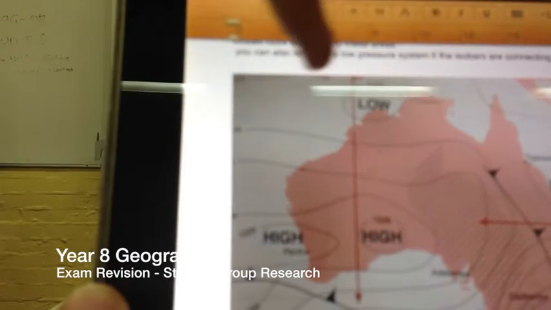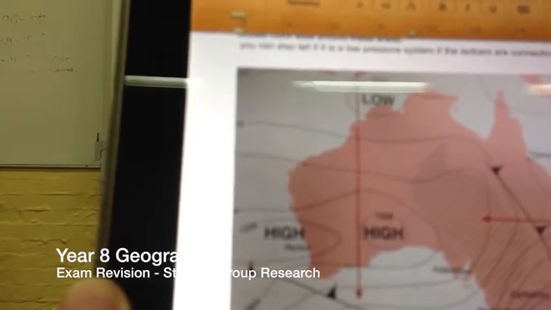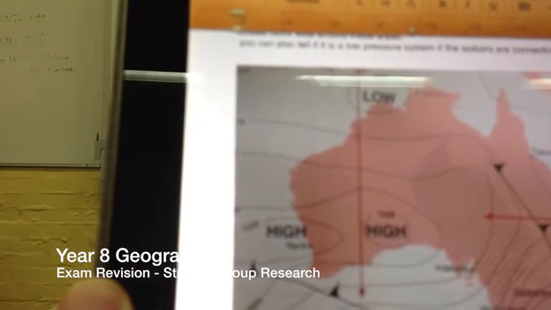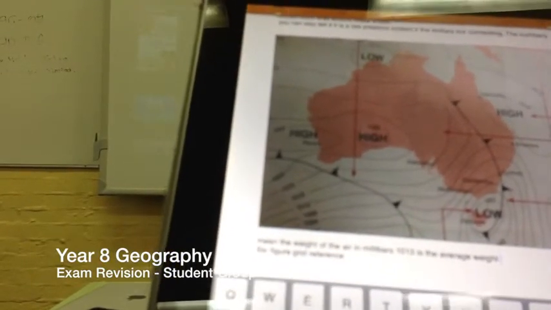Okay. Yeah, what are we looking at? There's the little numbers on the isobars, which are the weight of the air and the pressure. Mm-hmm. So the average is 1013, and this is okay.